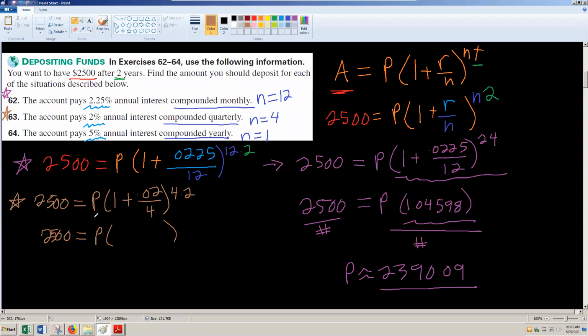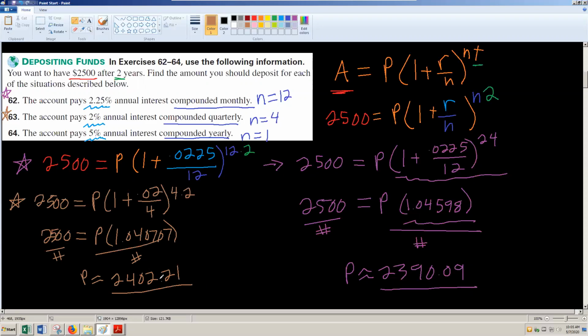So here I'm going to set this up. So 1 plus my 0.02 over 4. That thing's being raised to the 8th, and I get approximately 1.040707. So again, an approximation here. So I'm going to divide both sides by that number, and I get my p-value to be approximately, call it 2402.21.